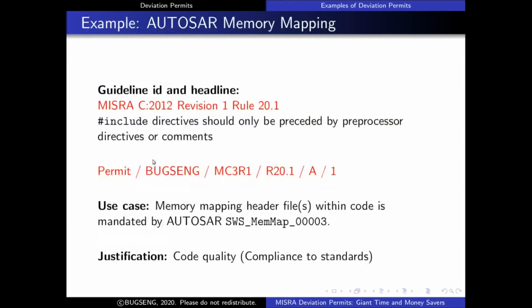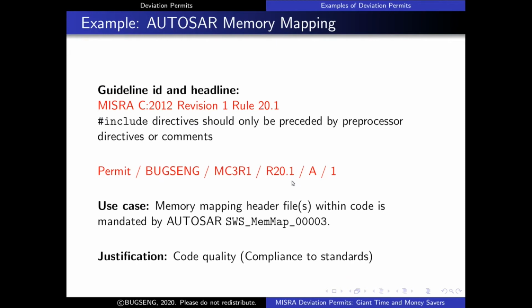So let me now present some other examples. Examples I prepared, taken either from our experience in the consulting services that we provide, which includes the development of permits for various customers. So here I am presenting a permit for MISRA C 2012 Revision 1 Rule 20.1, saying that include directives should only be preceded by preprocessor directives or comments. The unique ID given to this permit is shown here. The source is BUGSENG. This is the set of coding guidelines. This is the particular guideline inside this, and it is the first permit that we defined on this rule, and it is the first version.